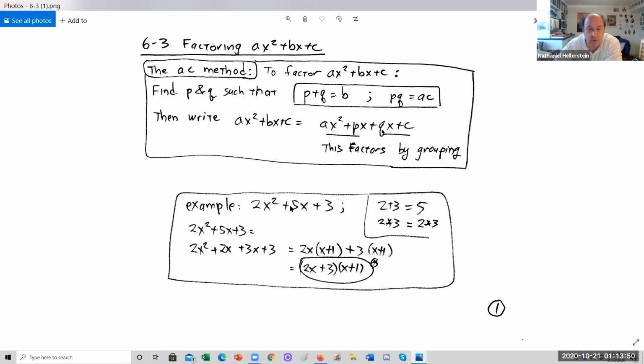For example, 2x squared plus 5x plus 3. You find two numbers which add to 5 and multiply to 2 times 3, which is 6. Well, 2 and 3 work. 2 plus 3 is 5, and 2 times 3 is 2 times 3. Works fine. So we write 5x as 2x plus 3x. So you get 2x squared plus 2x plus 3x plus 3. These two terms have a common factor, namely 2x, times an x plus 1. These two terms have a common factor, namely 3, also times an x plus 1. So you pull out x plus 1, and that times 2x plus 3 factors this. So, okay, we'll have several of those. Let's proceed.